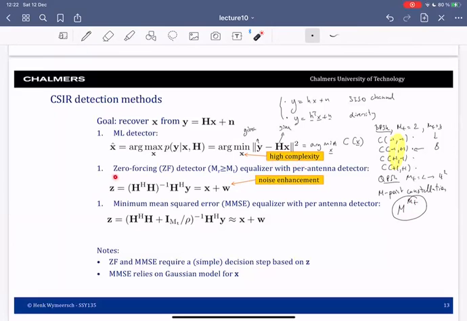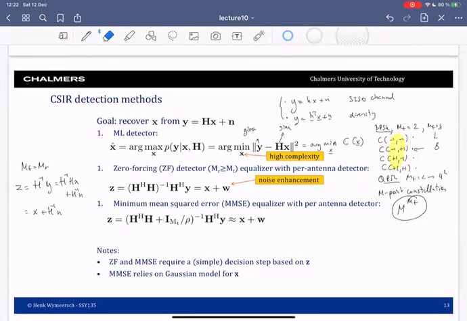So this means that typically maximum likelihood will have very high complexity. There are other detectors. Maybe the first thing you would think about is, why not just invert the channel? And this is called the zero forcing detector. When the number of transmit and receive antennas is the same, you can create an observation Z, which is H inverse times Y, which will give me H inverse HX plus H inverse times the noise, which will give me X plus H inverse times the noise.